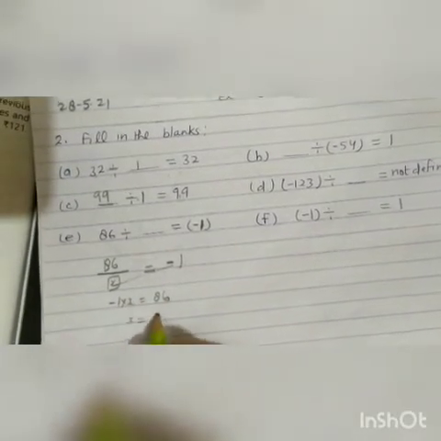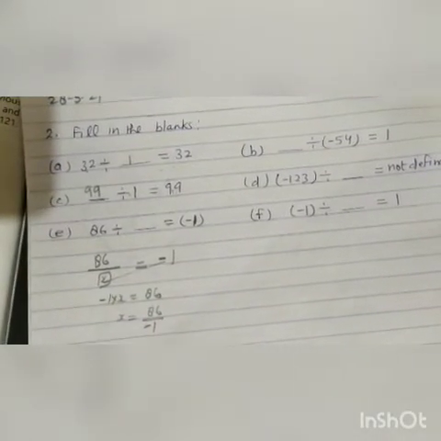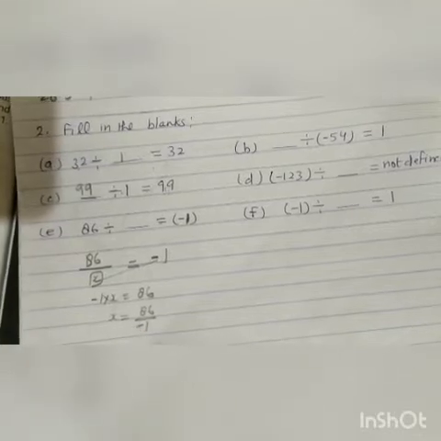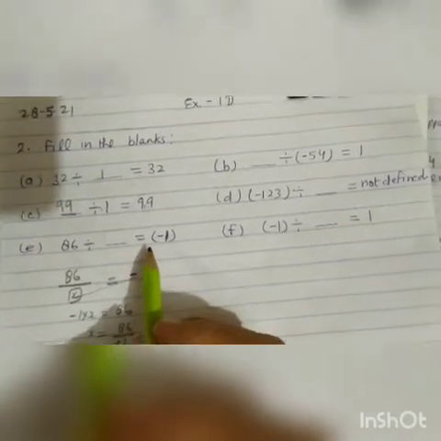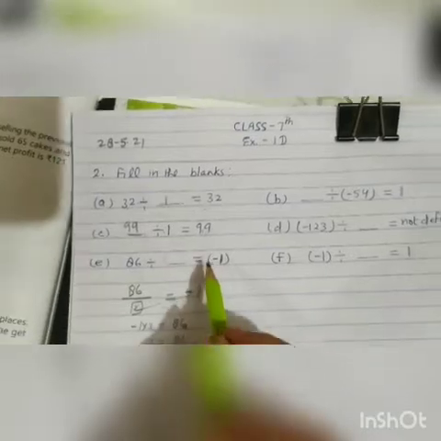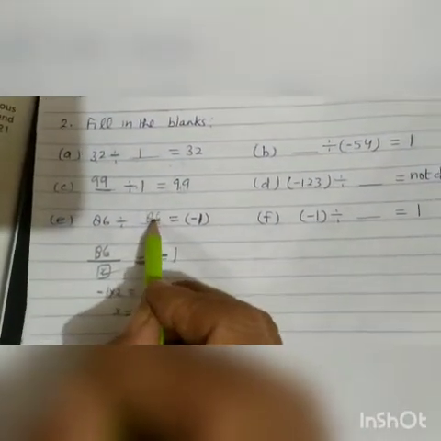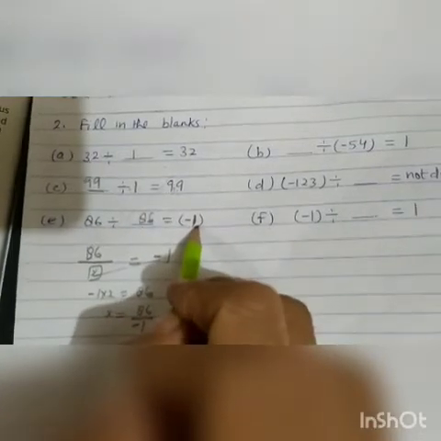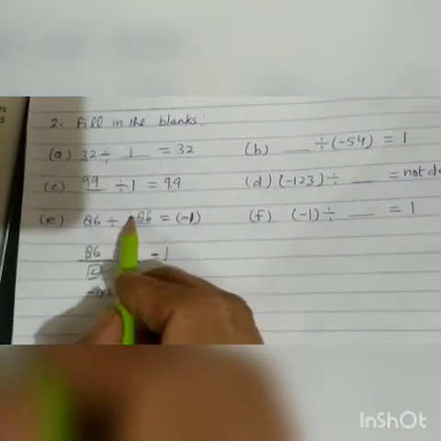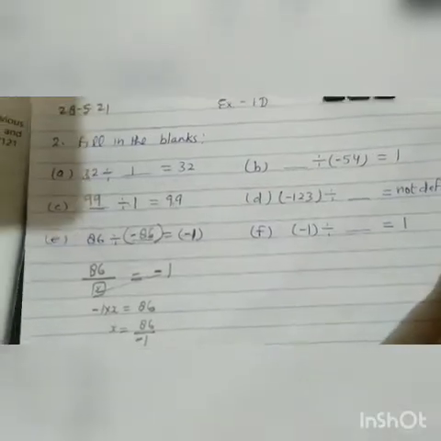Then x is equal to 86 upon minus 1. It means x is equal to minus 86. Or we can use our common sense also here. If we divide 86 by 86, we will get 1. And we need minus also. So we will put minus here.